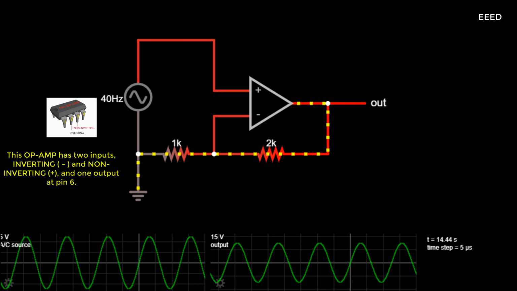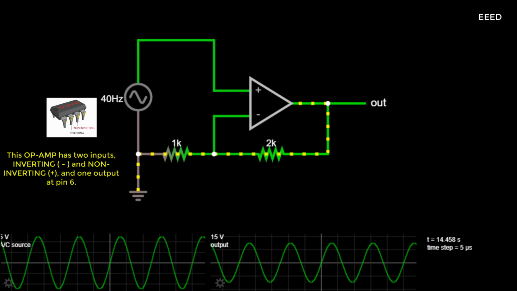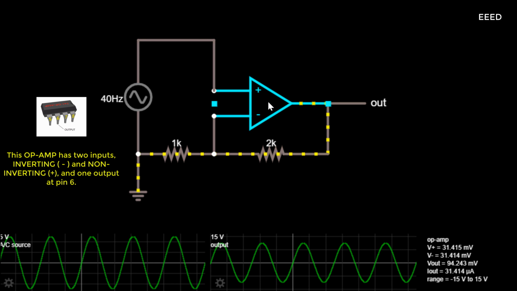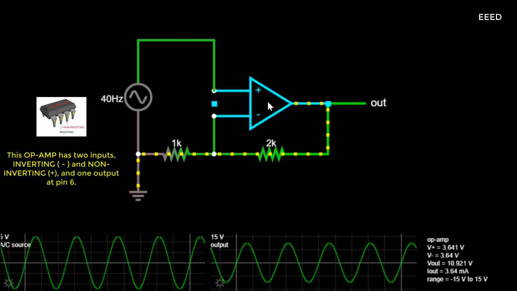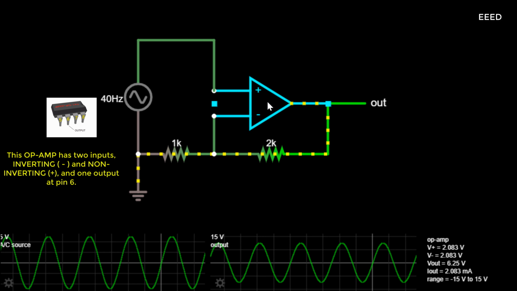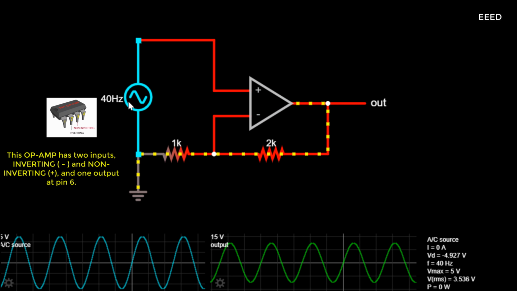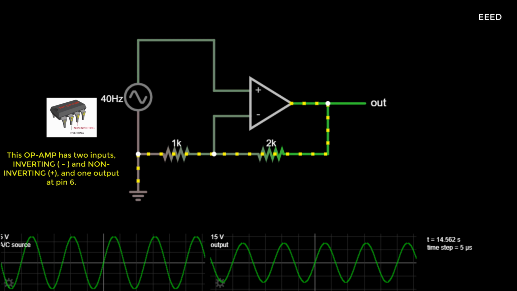The 2k ohm resistor has the same current across it, so the voltage drop must be twice as large, by Ohm's law. So the output voltage is equal to the input plus 2x the input, or a total of 3x the input.